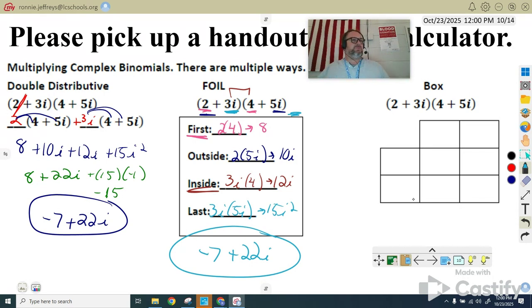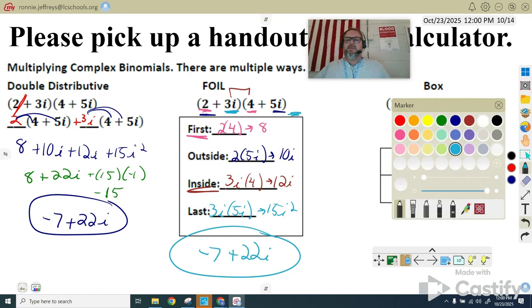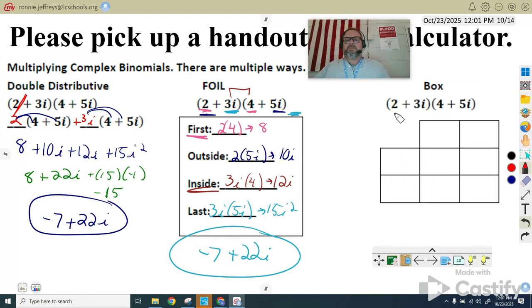Now, this one is the box method. I have a lot of people that like the box method because they can see it. It's similar to the box method that we did when we did factoring. So I would take this term and I would put it like this.